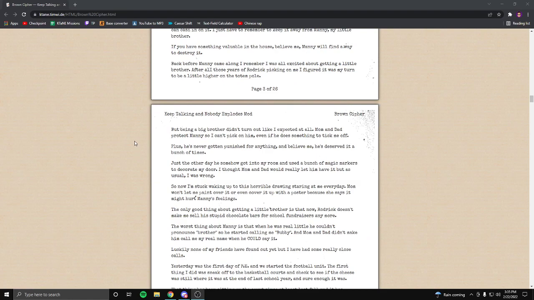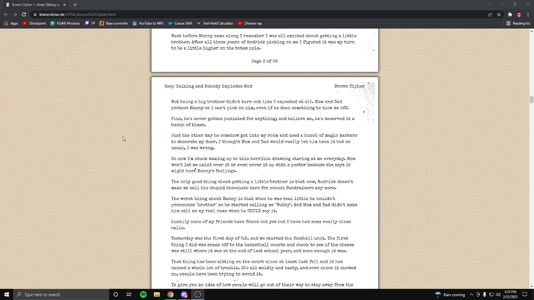Mom and Dad protect Manny, so I can't pick on him, even if he does something to tick me off. Plus, he's never gotten punished for anything. And believe me, he's deserved it a bunch of times. Just the other day, he somehow got into my room and used a bunch of magic markers to decorate my door. I thought Mom and Dad would really let him have it, but as usual, I was wrong. So now I'm stuck waking up to this horrible drawing staring at me every day. Mom won't let me paint over it or even cover it up with a poster because she says it might hurt Manny's feelings. The only good thing about getting a little brother is that now, Roderick doesn't make me sell his stupid chocolate bars for school fundraisers anymore.